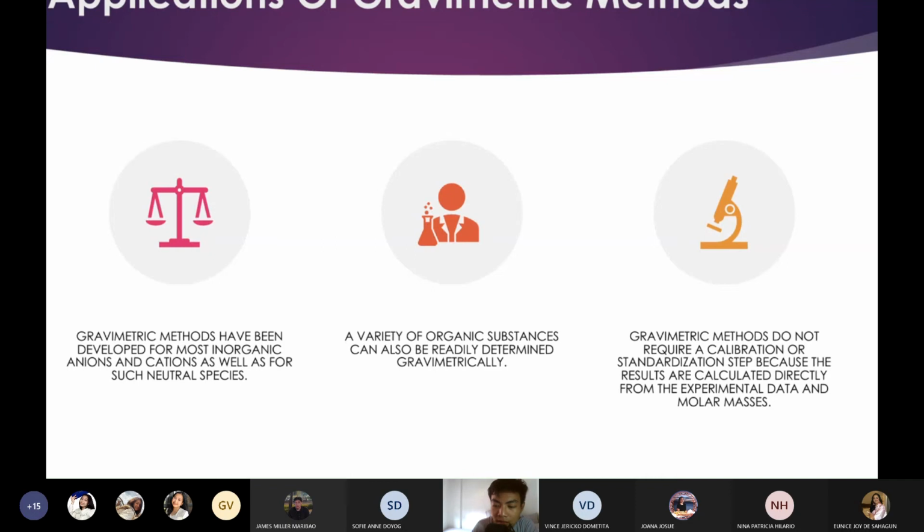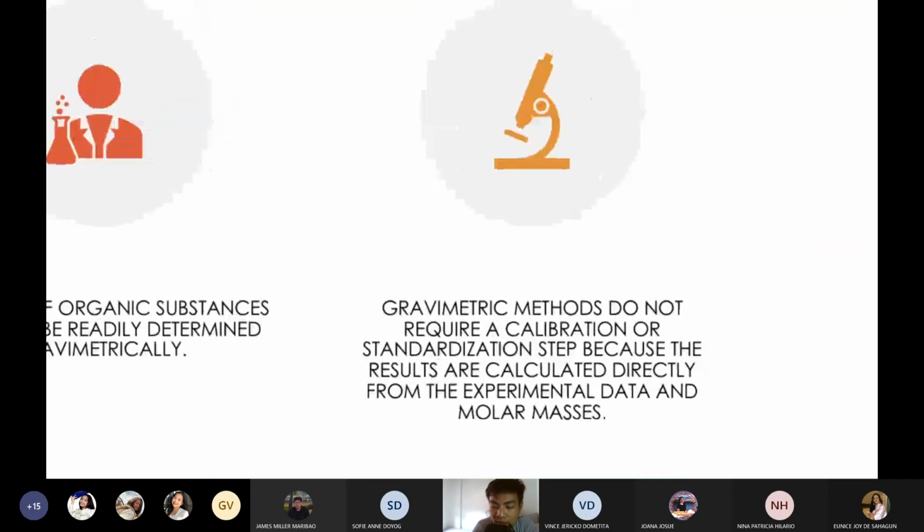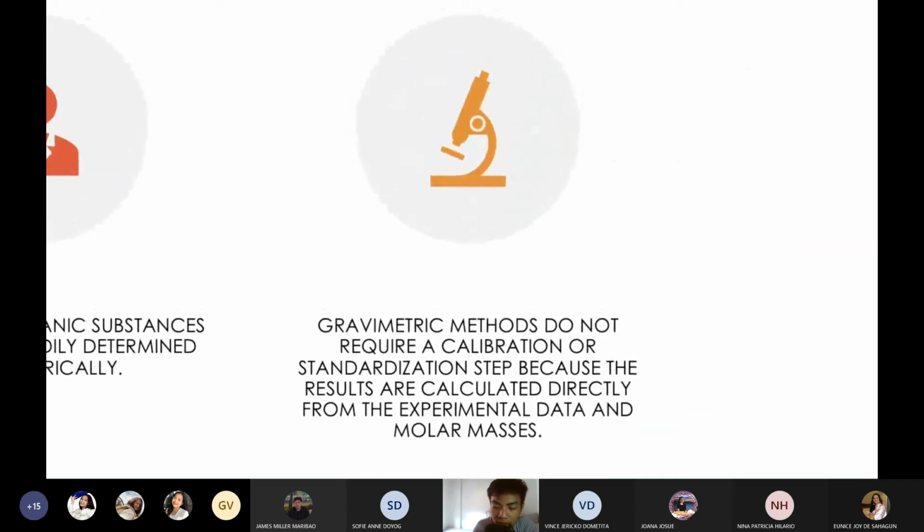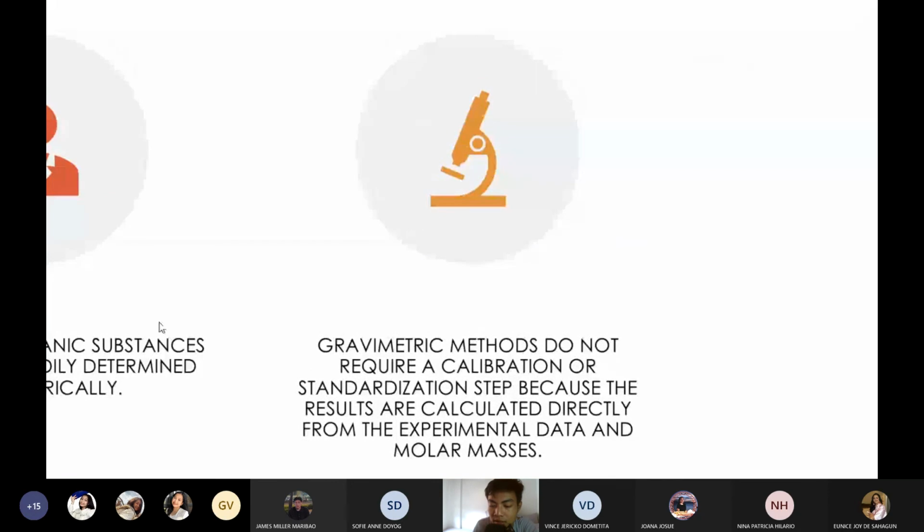Ito pa yung maganda with gravimetric analysis, no? It does not require calibration or standardization steps, no? Kasi mass mole relationship na lang gagawin mo diyan, no? So hindi mo na kailangan i-consider yung changing ng volumes because of temperature, di mo na kailangan i-calibrate yung iyong volumetric flask kasi hindi ka gagamit ng measurements using those apparatus. Mass lang kasi yung kinukuha dito. So, hindi mo na kailangan i-calibrate yung mga ginagamit mo except for the timbangan.